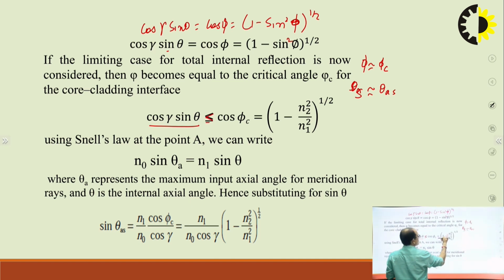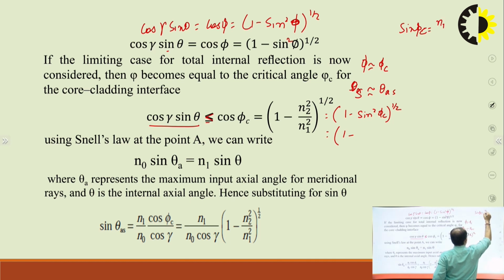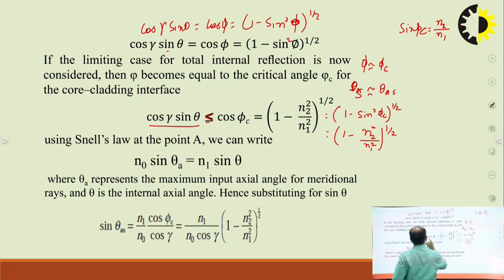As it is a limiting case, cos phi is equal to 1 minus (n2 by n1) squared, to the power 1 by 2. You can also write it as (1 minus sin square phi c) to the power 1 by 2. As we know, the critical angle is such that sin phi c is equal to n2 by n1. Clear? So you will see here (1 minus n2 by n1 squared) to the power 1 by 2. Clear?